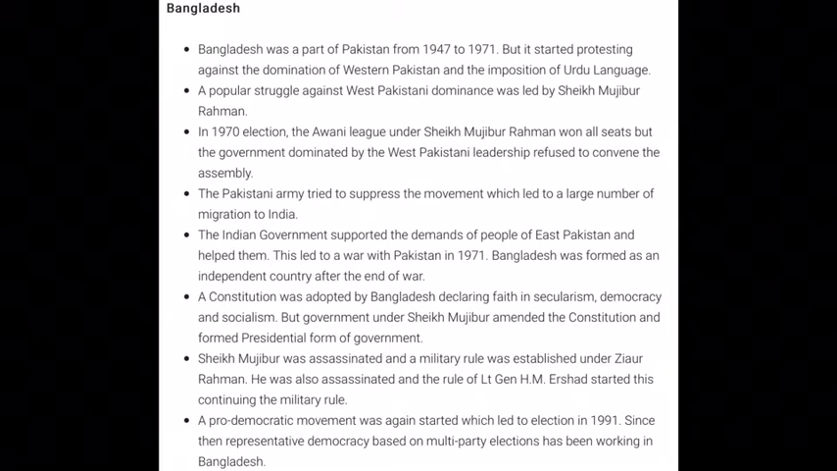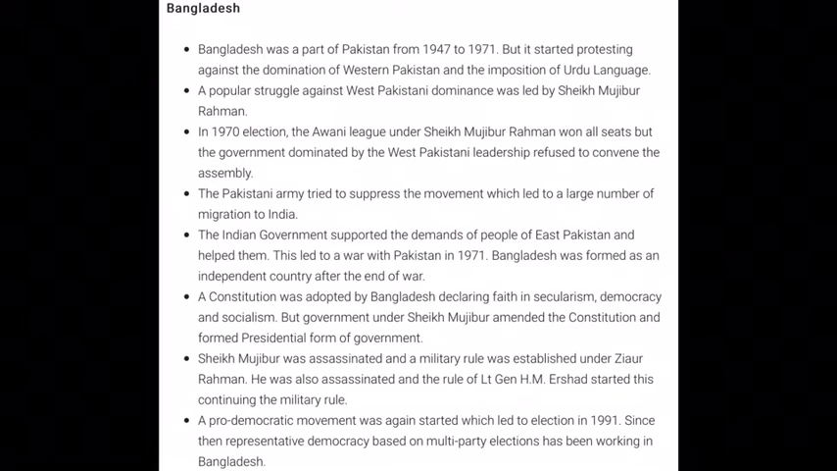Again conflicts and tensions arose, and Sheikh Mujib banned all other political parties. Only the Awami League would be there, and no other political party was allowed. But Sheikh Mujib was assassinated in 1975 amid the protests and movements that were going on, and a new military rule came in Bangladesh.